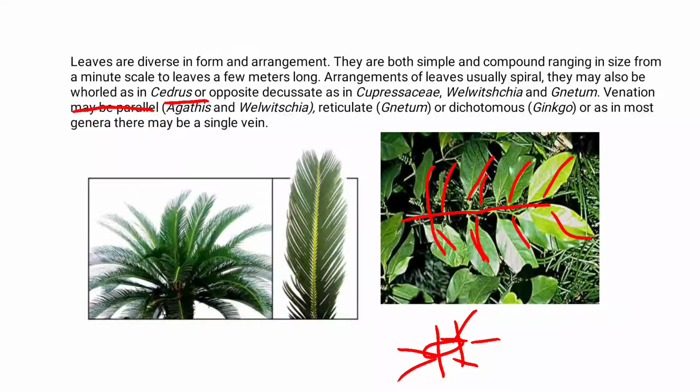They are present in the form of a network. So, this is known as reticulate venation. This is commonly found in Gnetum. So, this is about the external morphology of leaves.